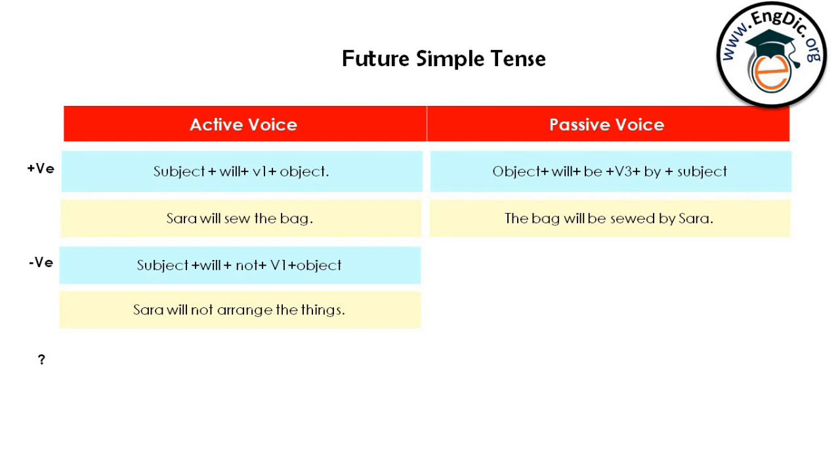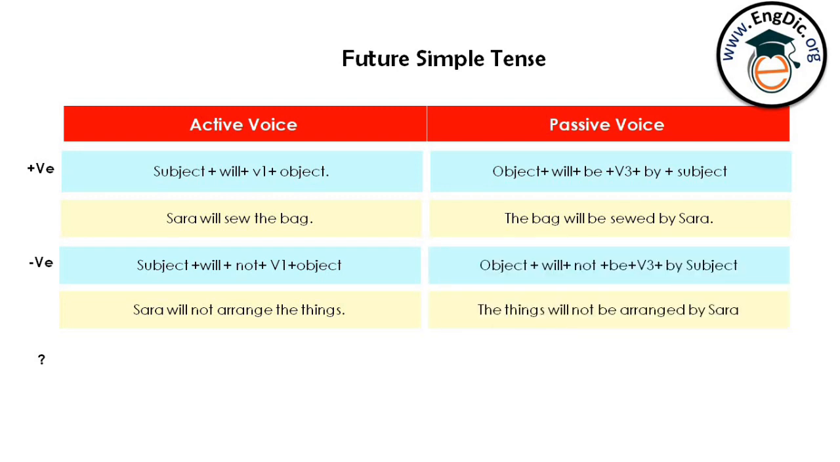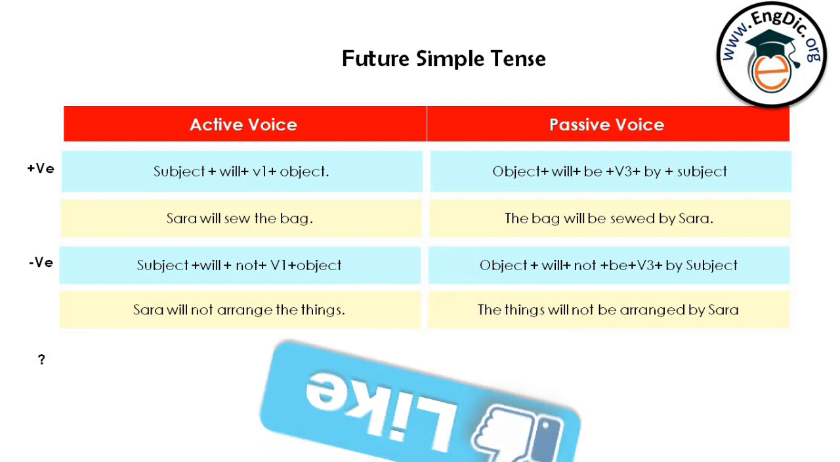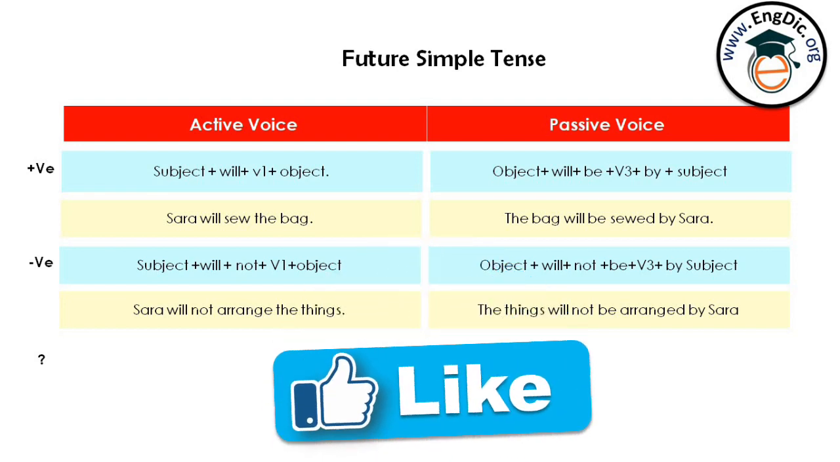The passive voice of this sentence would be object will not be, third form of verb by, and then the subject. The things will not be arranged by Sarah. We have put the object the things, and then will not be, the third form of arrange is arranged, and then by, and then the subject Sarah.